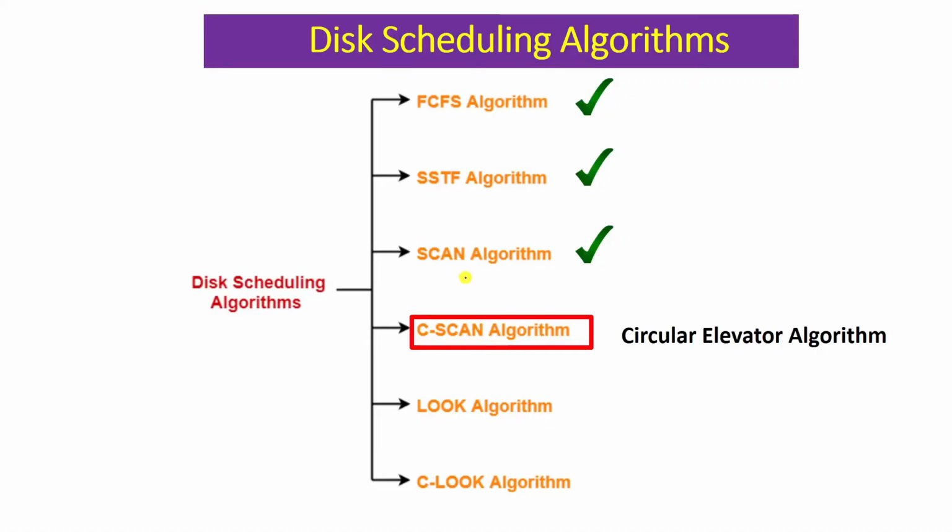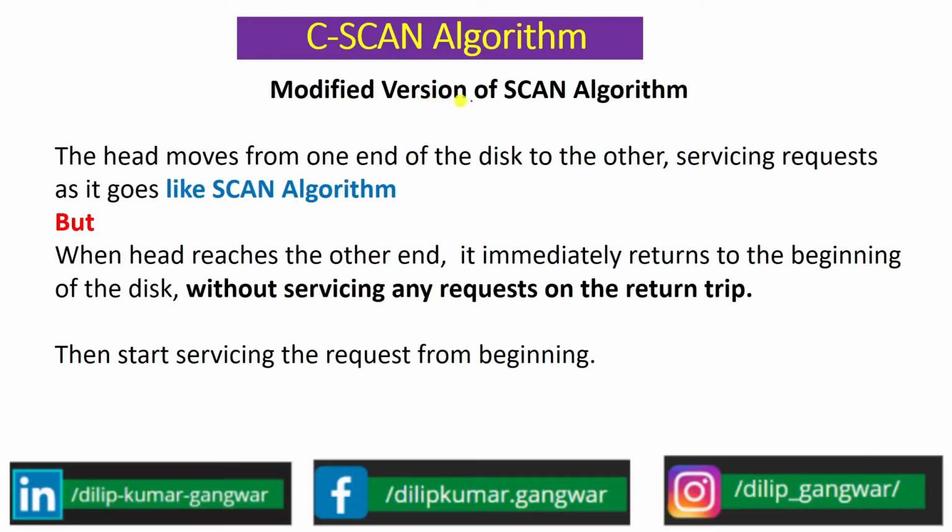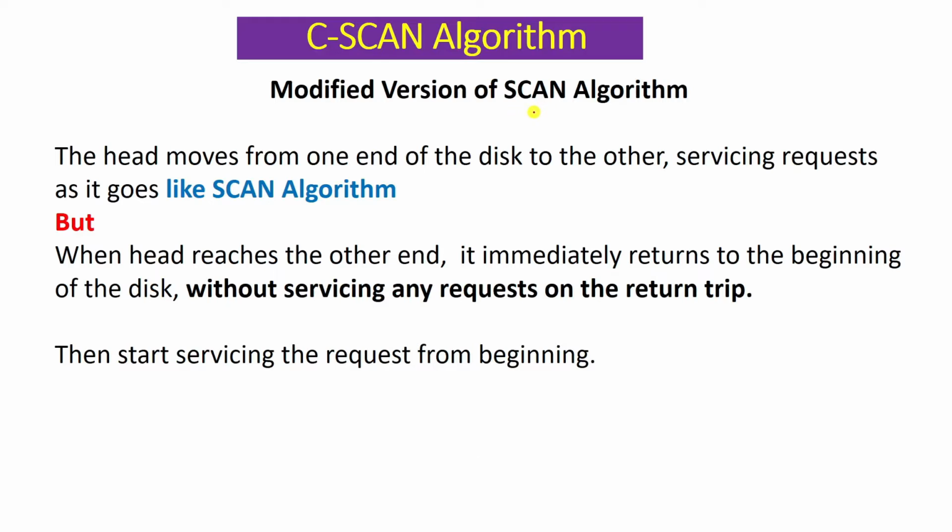So now let's start with our C-scan disk scheduling algorithm. As I told you, C-scan is a modified version of the scan algorithm. In the last video we already discussed how the scan algorithm actually works, so you can watch that video. You can find the link of the scan algorithm video in the operating system playlist in the video description below, or you can find the link here also.